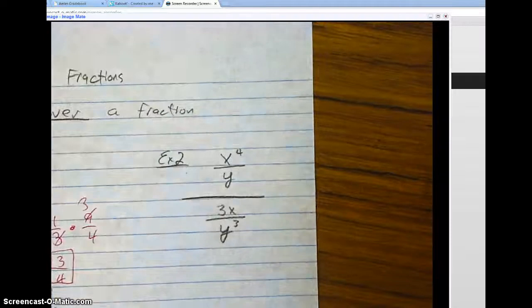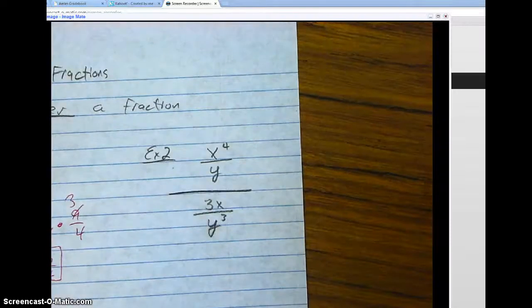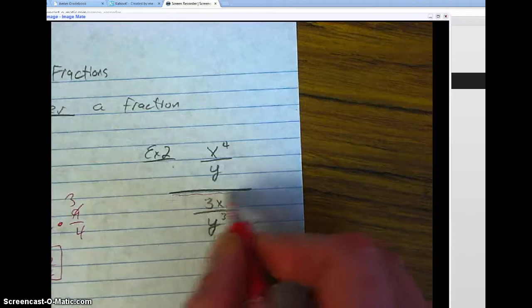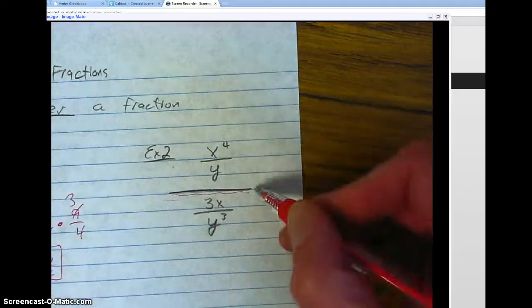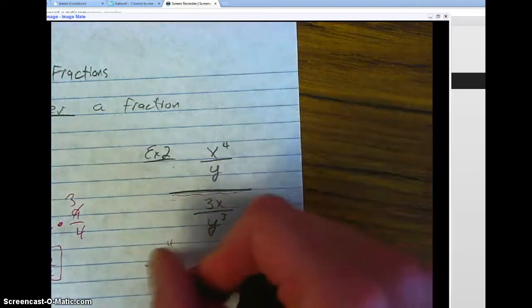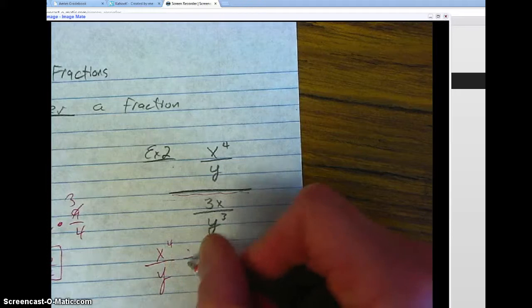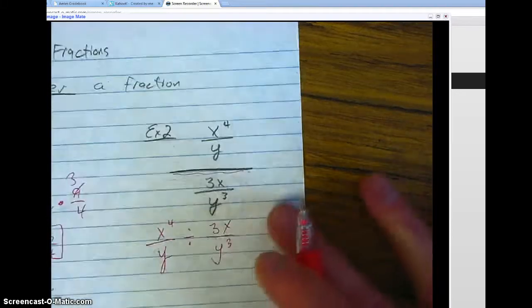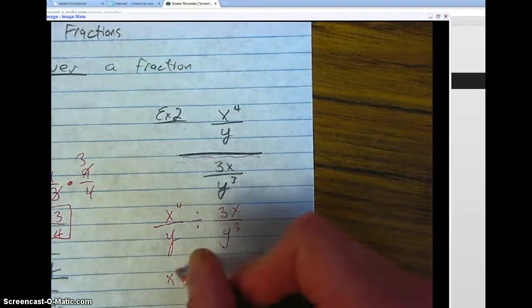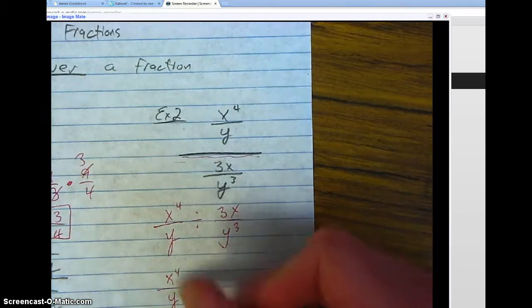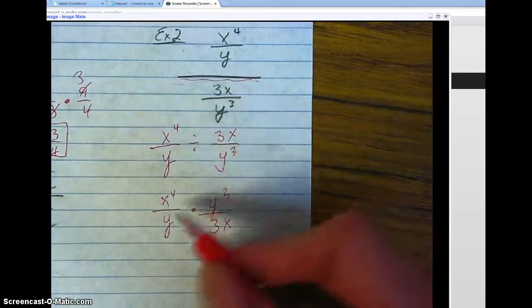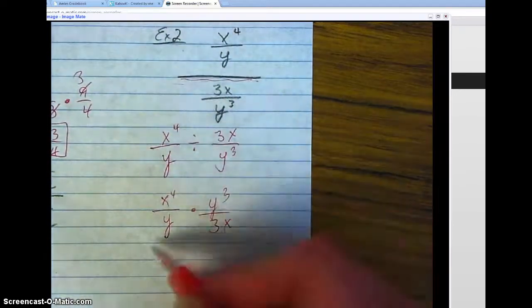Now it gets a little bit more complicated when we're talking about variables, but again, the same process. This fraction bar means divide, so it's really this fraction divided by this fraction, which again is the same as this fraction, x to the 4th y, times its reciprocal, y to the 3rd, 3x. Now, after you multiply by the reciprocal, you're just looking to simplify.